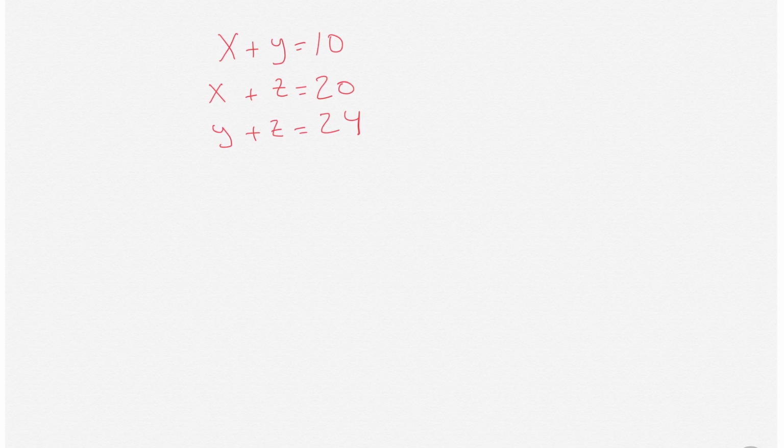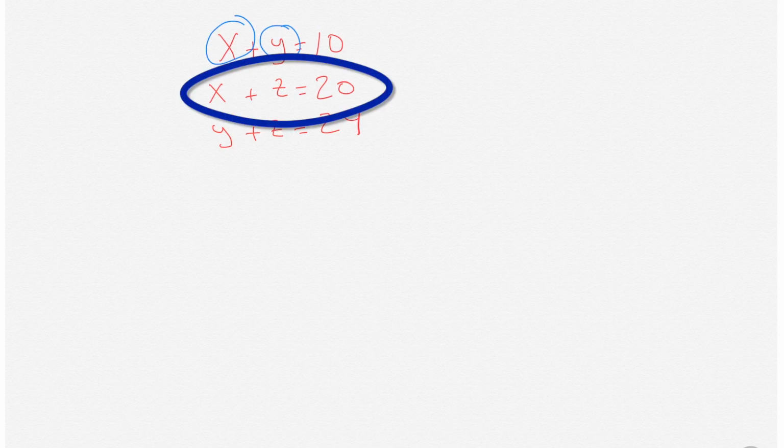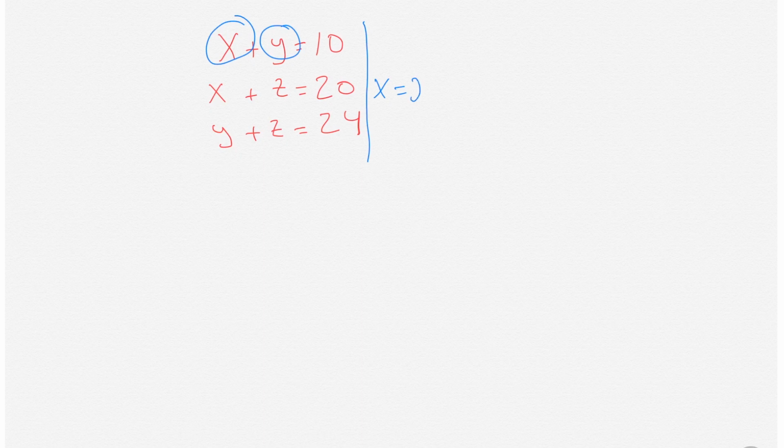If you look at that top equation, we have X plus Y equals 10. We can figure out what X equals and we can figure out what Y equals if we simplify those bottom two. We have X plus Z equals 20. If we subtract Z from each side, we get X equals 20 minus Z. And then the other one, we have Y plus Z equals 24. If we subtract Z there, we get Y equals 24 minus Z. So we have an X equals and a Y equals, and then we just plug that into the top equation.